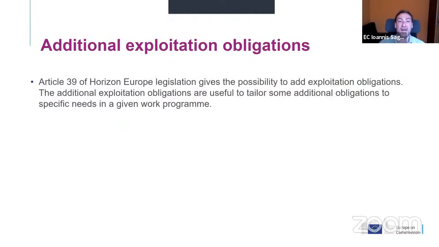And just to explain, this is Article 39. I'm sure that this Article 39 has not changed with the recent update in the legislation. It gives the granting authority the possibility to add exploitation obligations that are tailored to specific needs in the given programme. So it is the Commission that defines those specific additional obligations, further to the ones existing for beneficiaries to exploit their results, which is a residual obligation up to 4 years after the end of the programme.